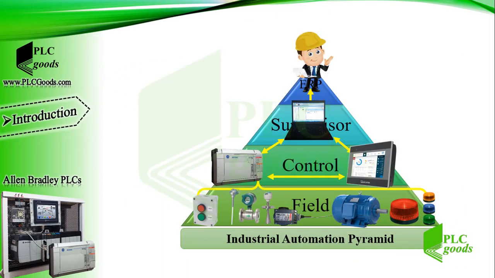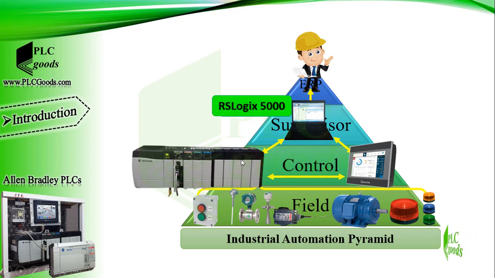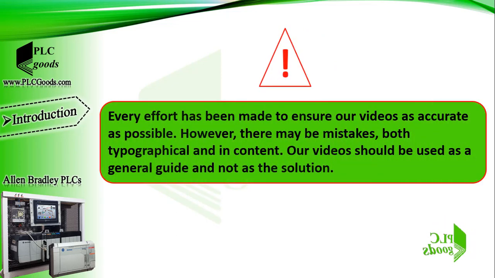Alright, do you remember this pyramid? The industrial automation pyramid. Until now, we have learned basic instructions and features of the RSLogix 500 software. As you know, this software can be used to program and configure SLC 500 and MicroLogix PLCs. Now, we're going to learn RSLogix 5000 software, which can be used to configure and program the RSLogix 5000 family of Allen Bradley controllers.